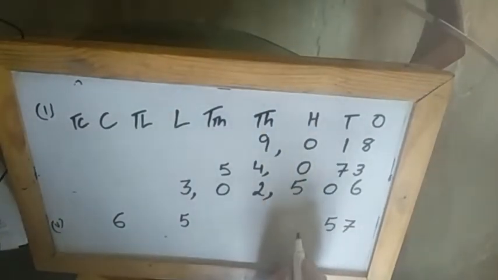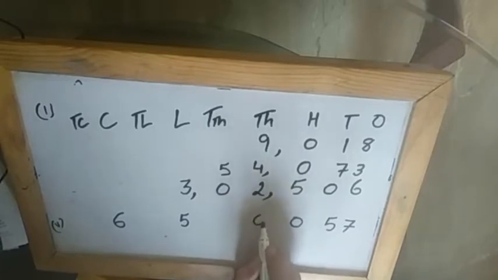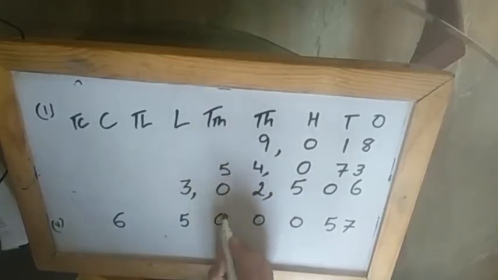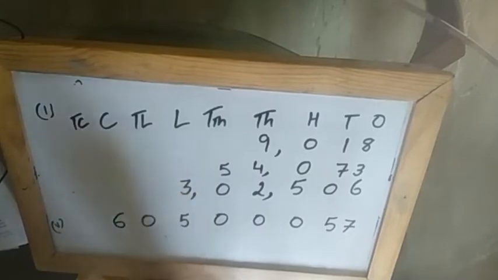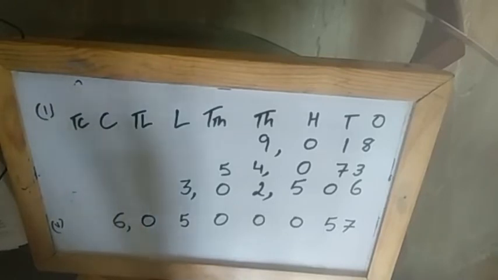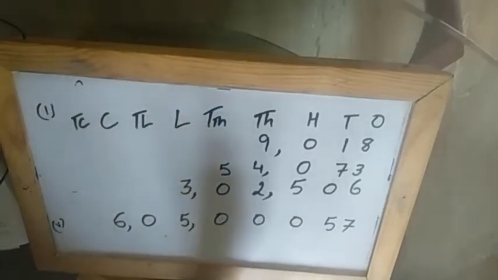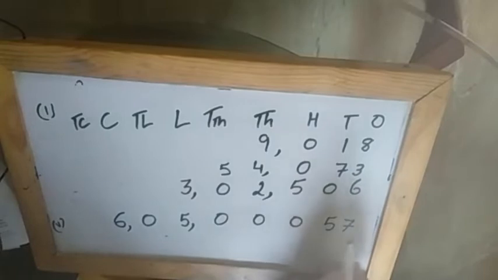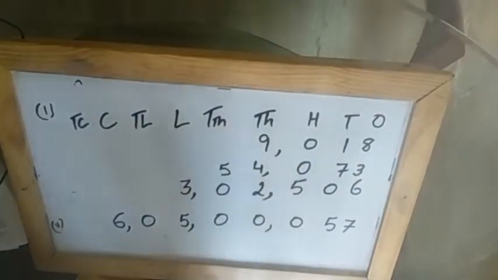As you can see, there is nothing for the hundreds place, write 0. Thousands place is empty, write 0. 10,000 place is empty, write 0. 10 lakhs place is empty, write 0. So what the number becomes? 6 crores, 5 lakhs and 57. So this is how you write the numbers according to their place values.